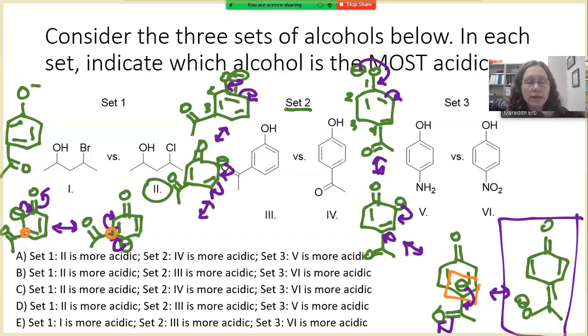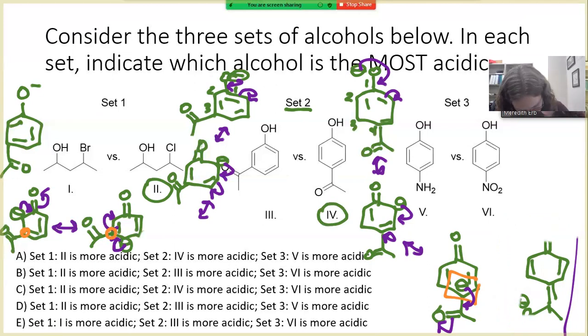It took a lot of arrows. It took a lot of resonance contributors to visualize that. So sometimes, with a really involved question like this, you might have to really think it out and push your arrows. Okay, so molecule 4 is going to have the more stable conjugate base. So I'm going to go ahead and make room for that last question.